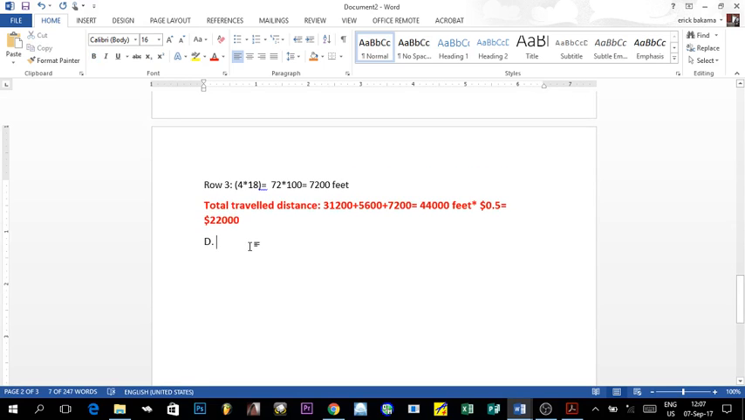So plan B is the best layout. Plan B is the layout that should be considered if she really wants to minimize the cost and to use that layout. In short, that is about this question.